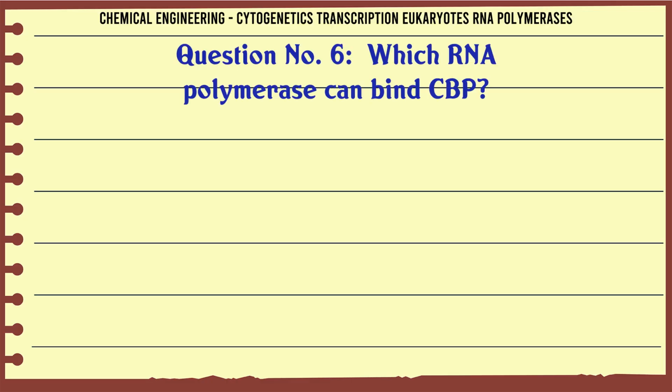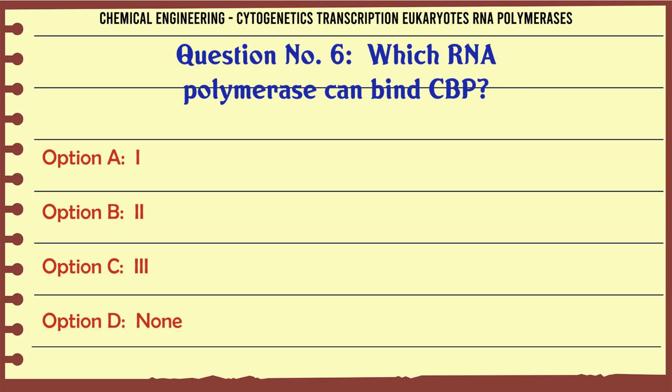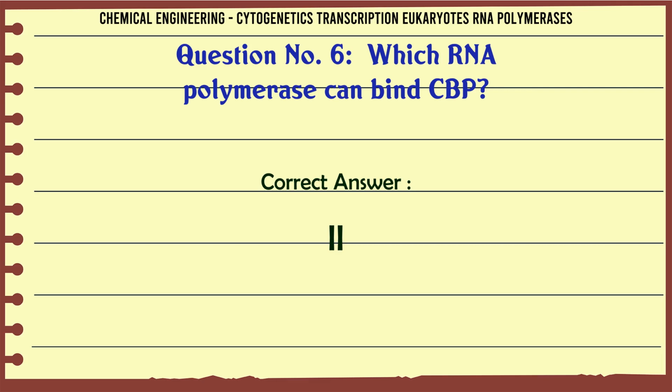Which RNA polymerase can bind CBP? A: 1, B: 2, C: 3, D: none. The correct answer is 2.